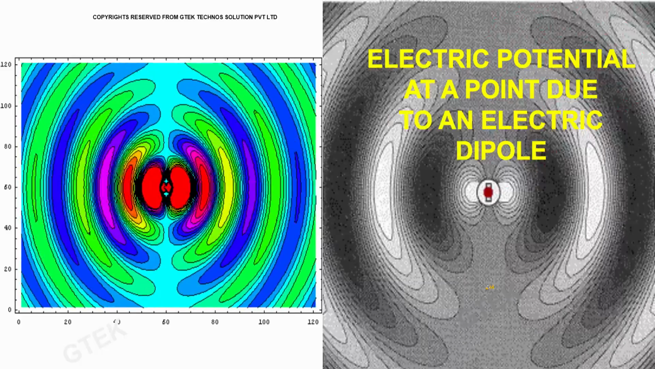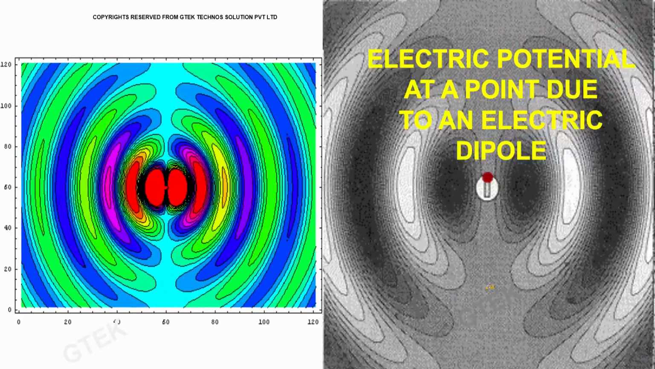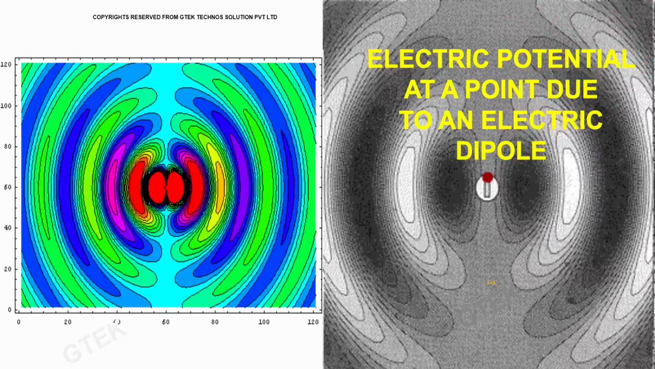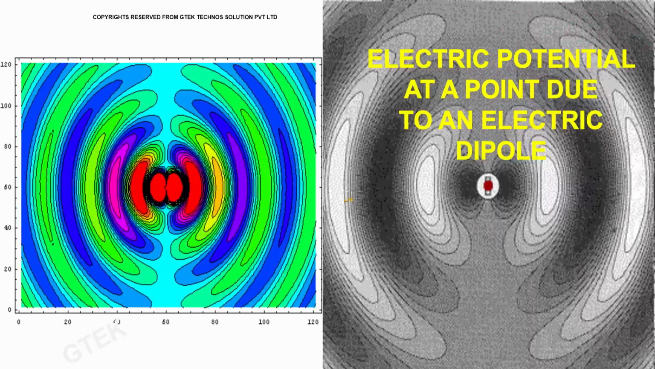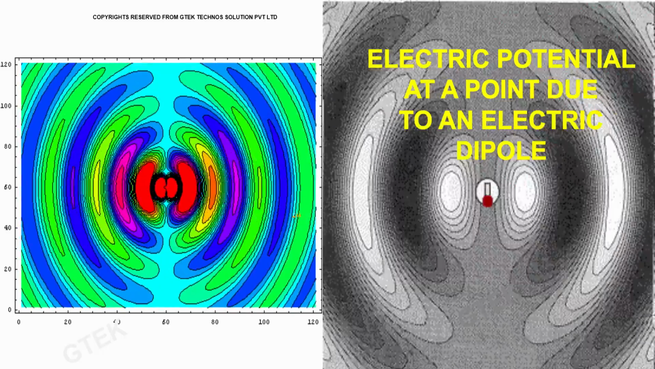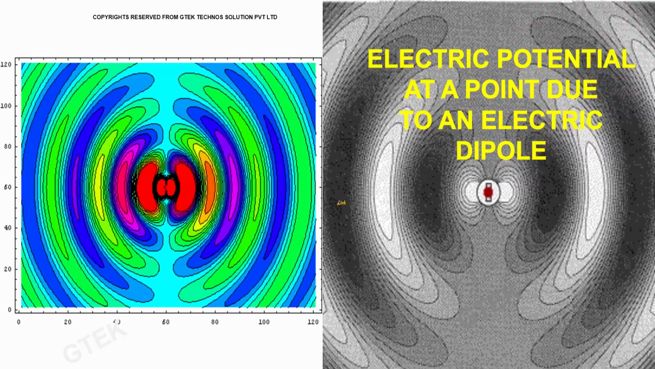Now let's move on to the topic called electric potential at a point due to an electric dipole. You can parallelly see how the electric dipole and its potential is defined and depicted over here.